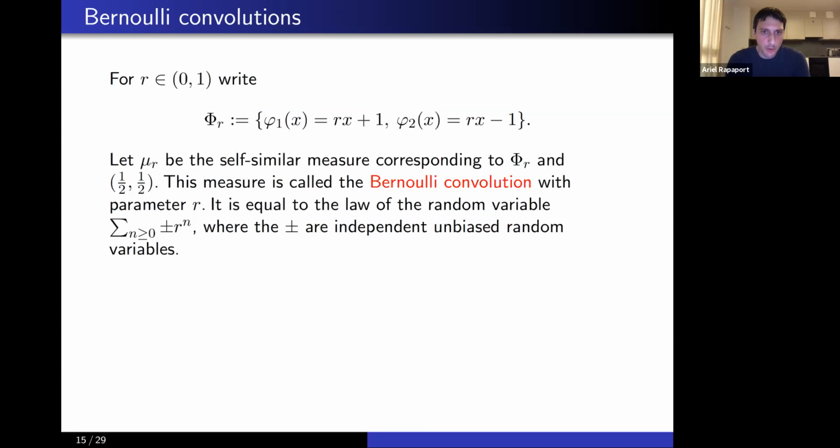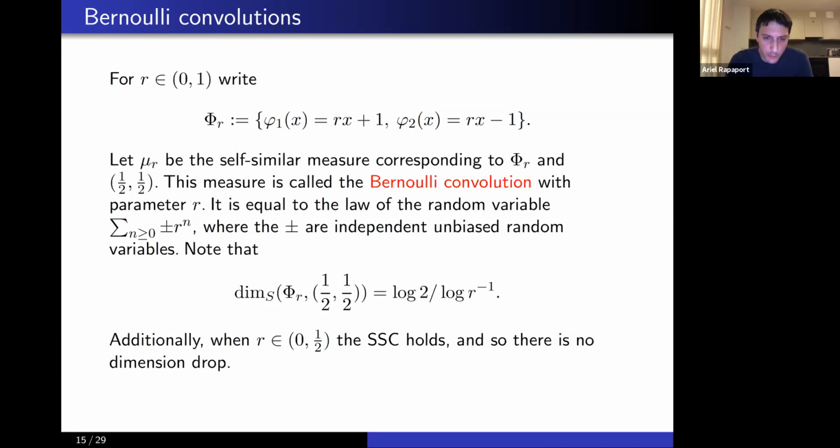And as I said before, it is equal to the law of this random variable, where the plus and minus signs are independent unbiased random variables. And note that in this case, the similarity dimension is equal to log 2 divided by log of R minus 1, because this is the entropy in this case, and this is the Lyapunov exponent in this case. And so when R is greater than half, the similarity dimension is greater than 1.